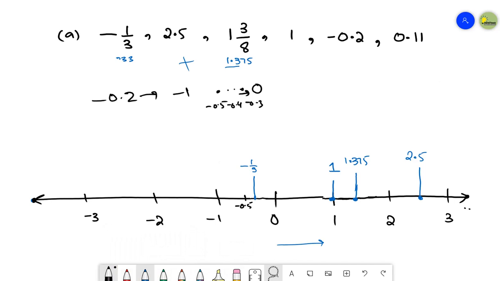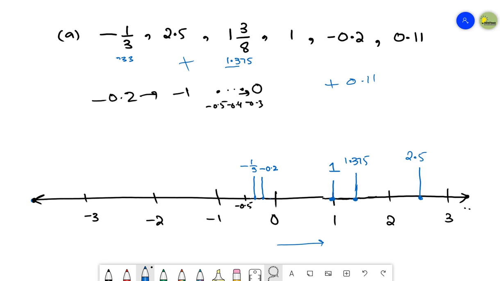So if this is minus 0.333, then this is going to be minus 0.2, right? Then you will have minus 0.1. So this is somewhere your minus 0.2 is going to be. Okay, after that I have 0.11.